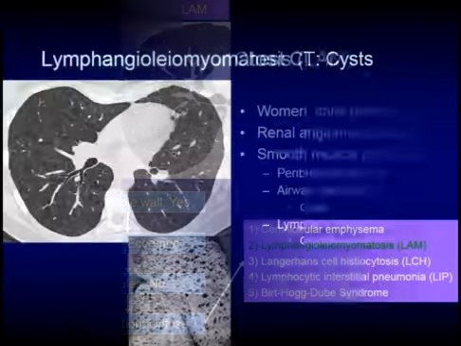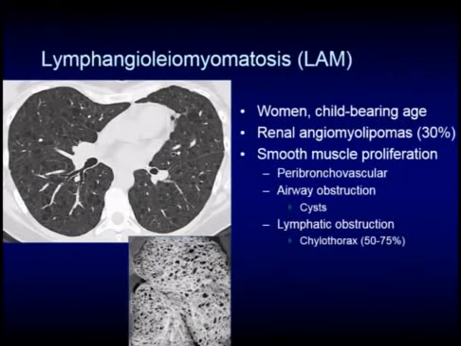This is lymphangiomyomatosis. As you know, this occurs in women of childbearing age. In 30% of these cases, you can have renal angiomyolipomas. What this represents is an abnormal proliferation of smooth muscle affecting the peri-bronchovascular structures. If it's affecting the airway, it causes obstruction and cyst formation. If it's affecting the lymphatics, you get chylous pleural effusions in as much as three-quarters of those patients.